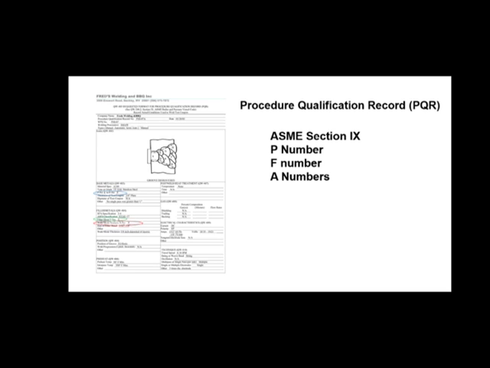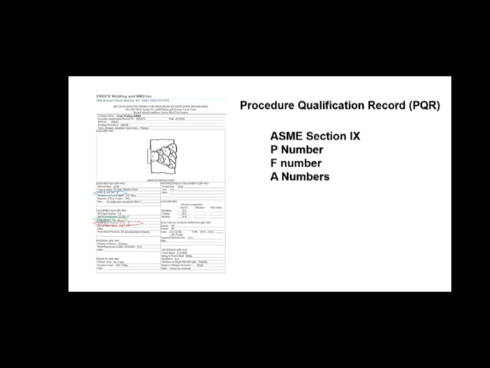Here's a procedure qualification record. Here's where we've got our essential variables, our P number, F number, and A number listed on here. In the little blue circle, we've got our P numbers. So we're welding a P number 8 to a P number 8 for this procedure qualification record. And the filler metal we're going to deposit in that weld is F5 type filler metal, and it's going to be an A number 8. The weld metal analysis, the chemical analysis on that, is going to be an A number 8.